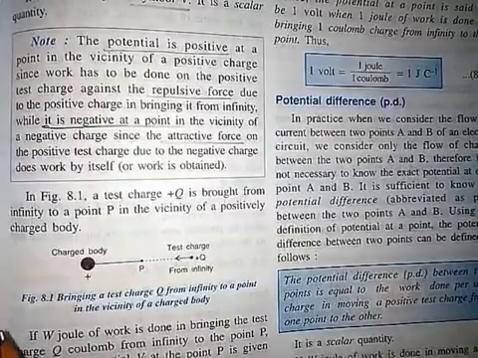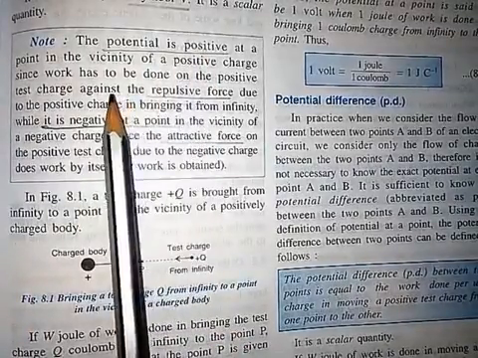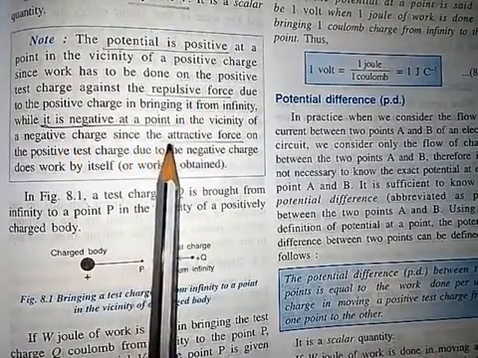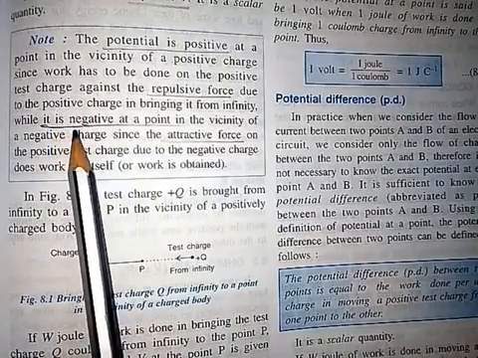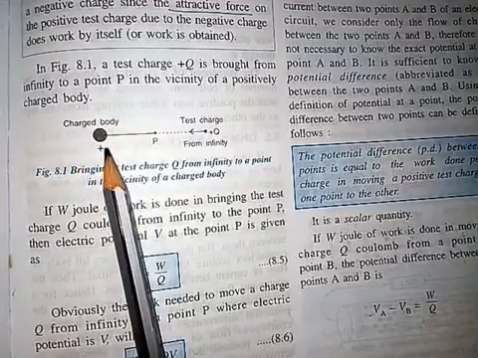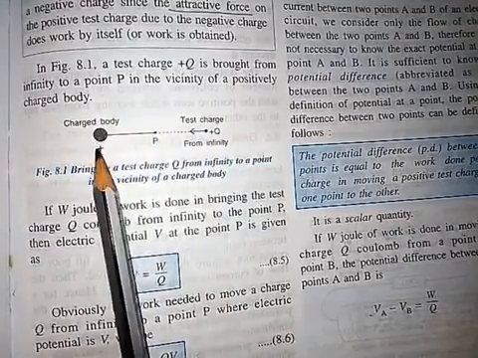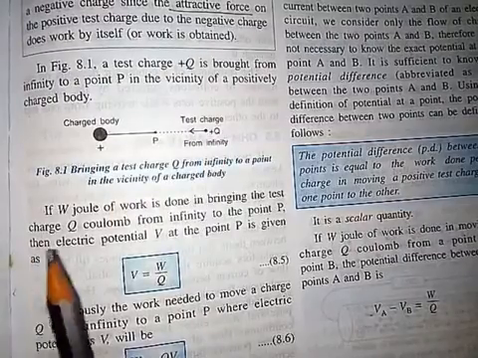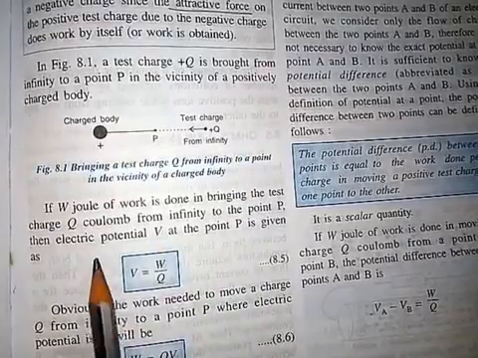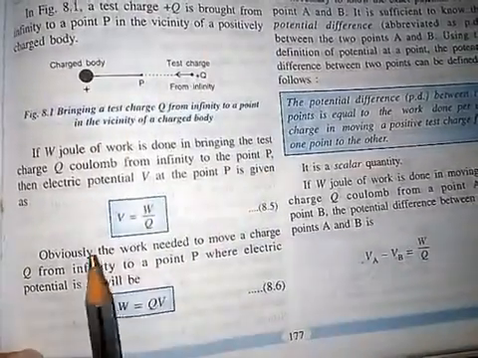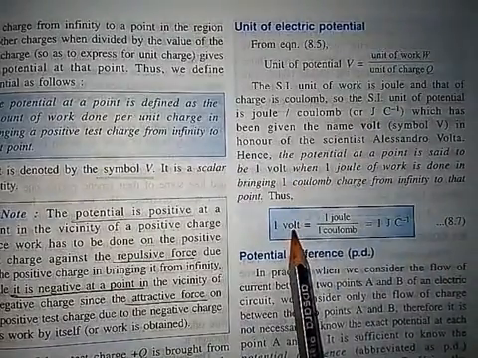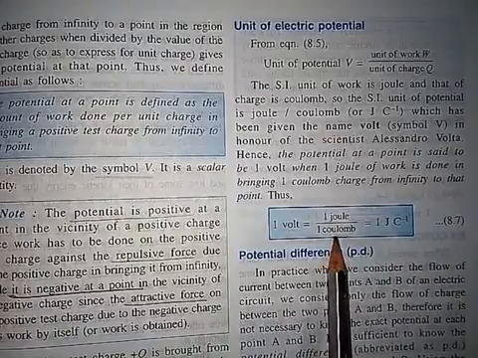In case of two like charges, the potential is always positive since we get the work done against the repulsive forces, while in the case of unlike charges, due to attractive forces, the potential is measured as negative. Here we have a positively charged body, and a test charge is brought near this body from infinity. If W joule of work is done in bringing this test charge Q from infinity, then the potential at point P is V equals W upon Q. The unit of potential is the volt, which equals 1 joule per coulomb.